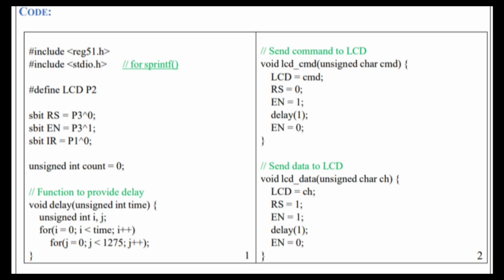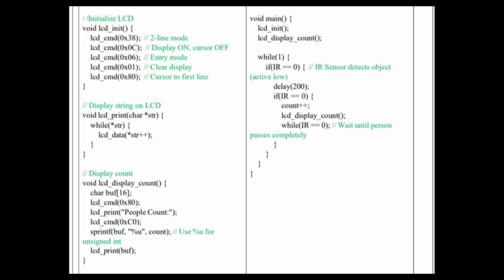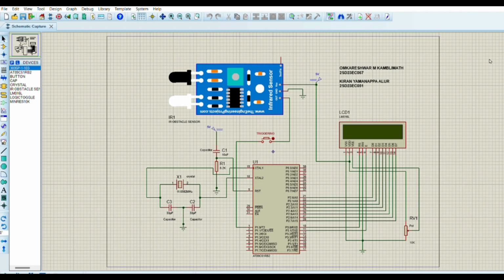Here is the code. So let us see how it works. When the object enters or triggers, the count is incremented by 1. Like this, it works. Thank you.